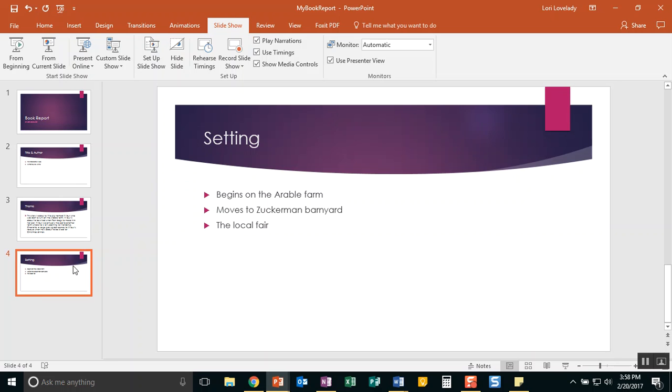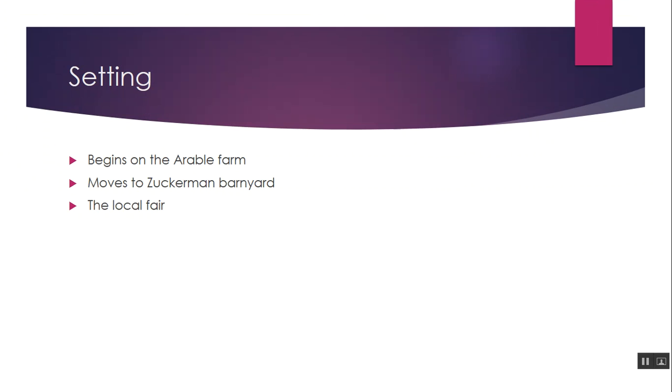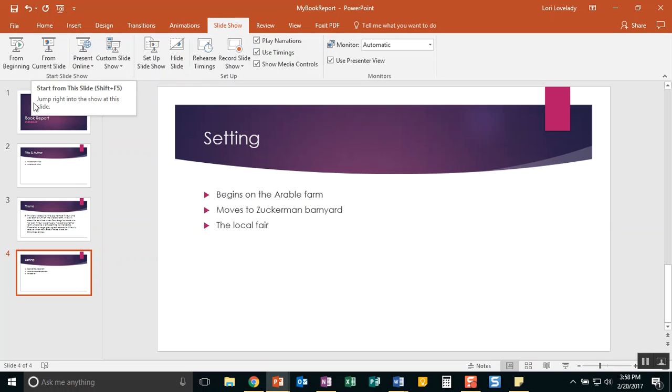Now, if we're on slide 4, and we go up here and click on from current slide, it would start the slideshow on that current slide. And in this case, if we hit our enter key, it's going to end the slideshow, and now we're back to normal view.